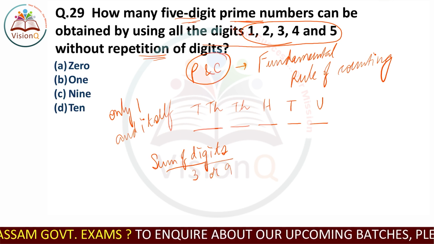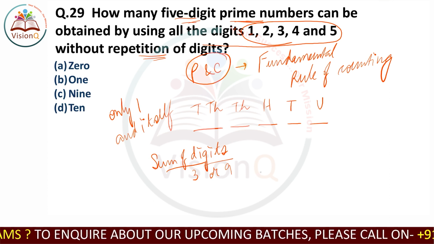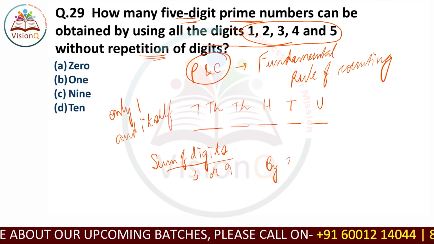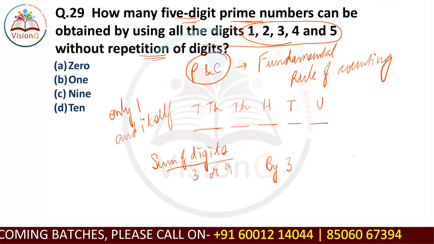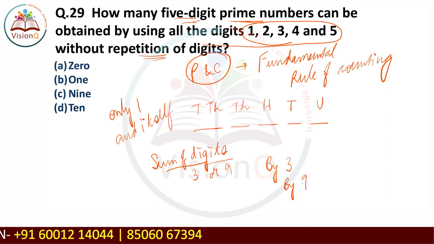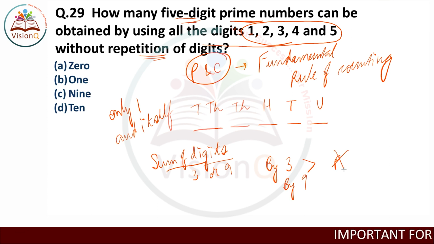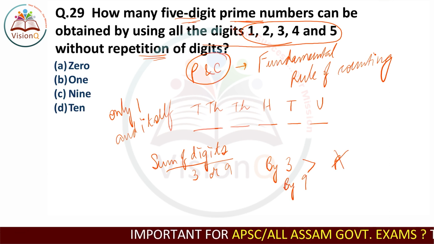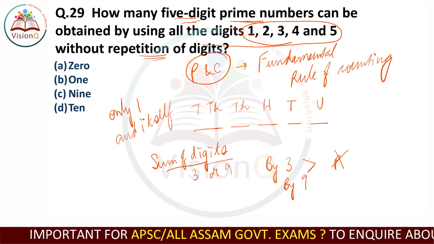Because if the sum of digits of a number is divisible by 3, the number is divisible by 3. And if the sum of digits is divisible by 9, the number is divisible by 9, isn't it? So if a number is divisible by 3 or 9, then how can it be a prime number? It is not a prime number, na? So always you need to see whether the number is divisible by 3 or not. That means to find out the sum of digits first.